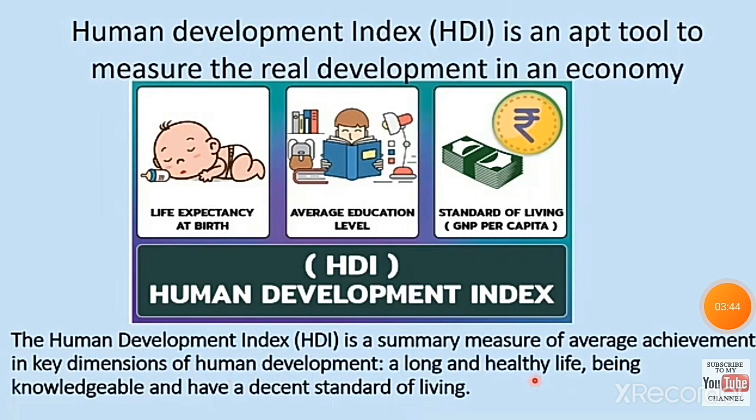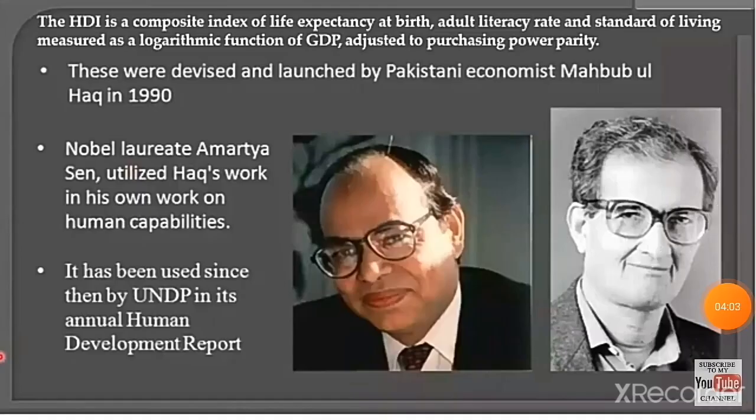So, the HDI measures the life expectancy at birth. Expectancy means the state of thinking or hoping that something good will happen. Next, average education level. Next, standard of living of people. The HDI is a composite index of life expectancy at birth, adult literacy rate, and standard of living measured as a logarithmic function of GDP adjusted to purchasing power parity.